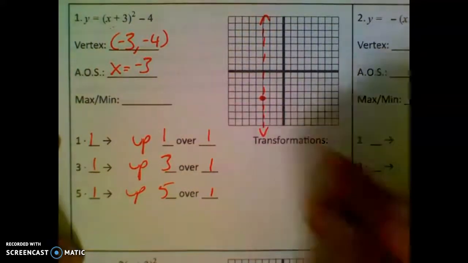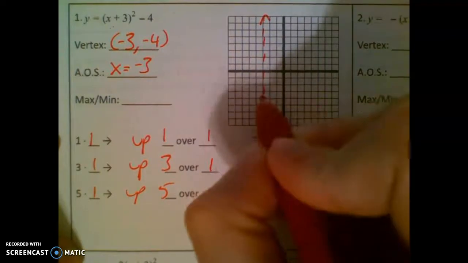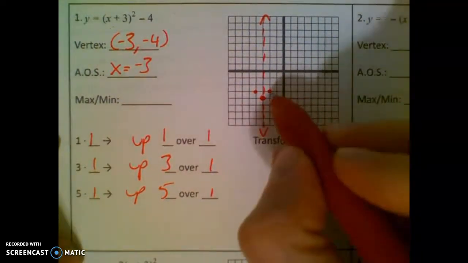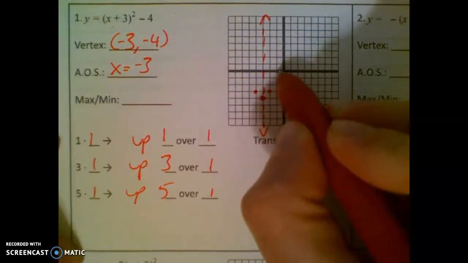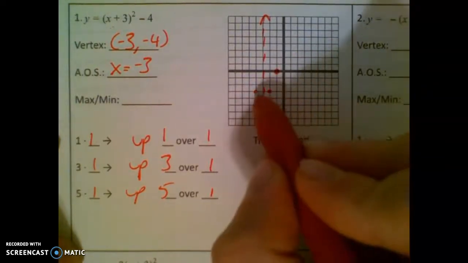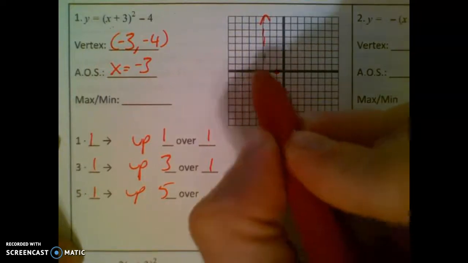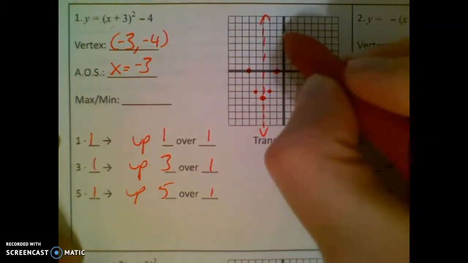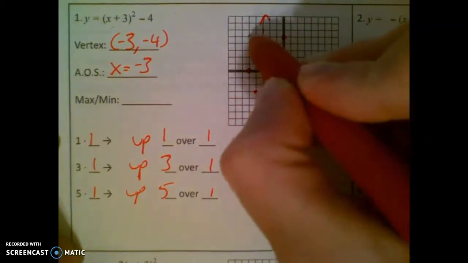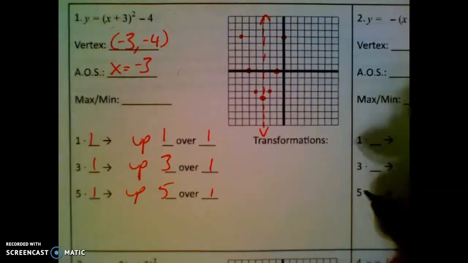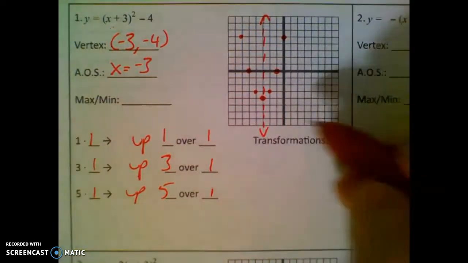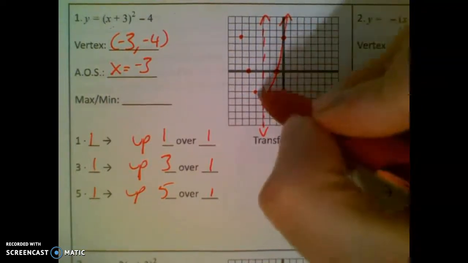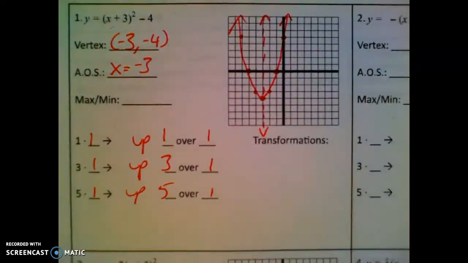So while graphing this, literally take your point and then go up 1 to the right and up 1 to the left. From this point, go up 1, 2, 3, 1 to the right, and go over here to the left and go up 1, 2, 3, and 1 to the left. Then over here, go up 1, 2, 3, 4, 5, 1 to the right, and then also over here up 5 and 1 to the left. And that is it. You're done. You should have symmetry on either side, so I'm just going to do my best to make a smooth parabolic curve, and I'm done.